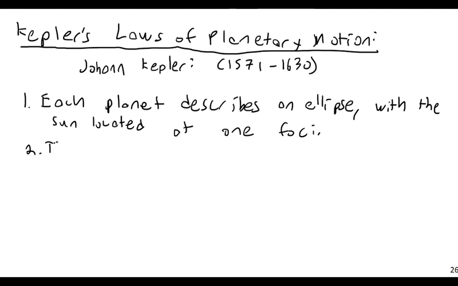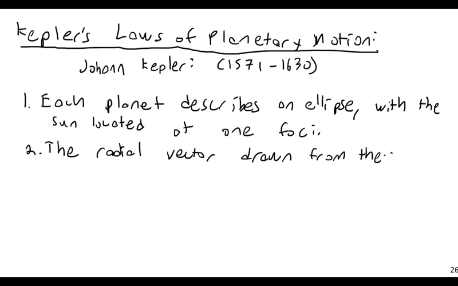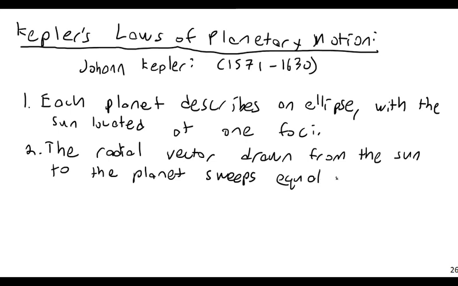Second, the radial vector drawn from the sun to the planet sweeps equal areas in equal times. That's the conservation of angular or areal velocity we saw earlier. Equal areas in equal times.